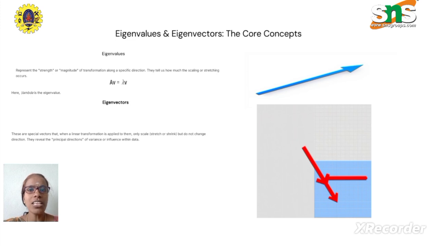So these are special vectors, which is the eigenvector. When a linear transformation is applied to them, they only scale, which means stretch or shrink, but don't change the direction. They reveal the principal directions of variance or influence within the data.